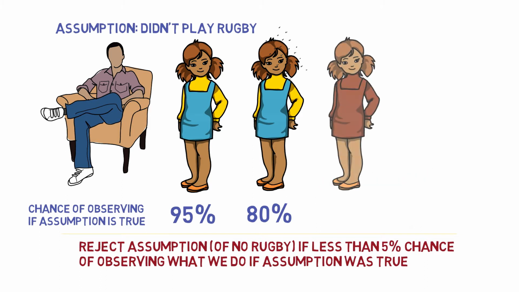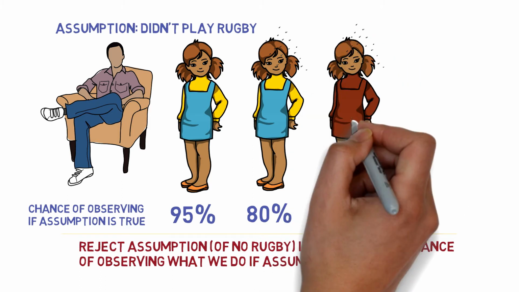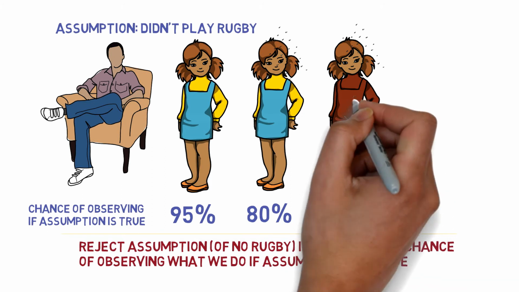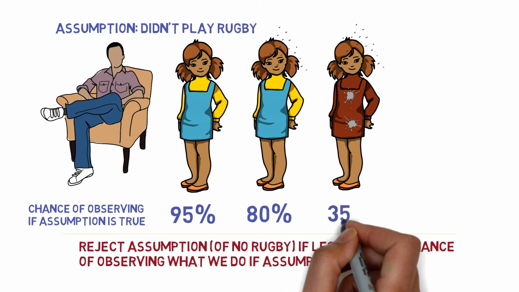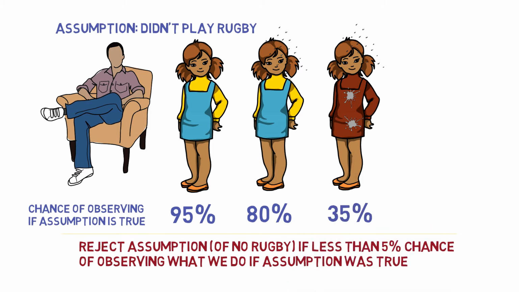Now consider a third scenario. In addition to being hot and sweaty, maybe at the end of the afternoon, daughter is muddy. Now, in this case, we might think, well, there's only a 35% chance of observing her being sweaty and muddy if she actually didn't play rugby. Once again, this isn't saying that there's a 35% chance that she played rugby or not. This is saying that there's a 35% chance that we would observe her being muddy and sweaty if the assumption that she didn't play rugby is true.